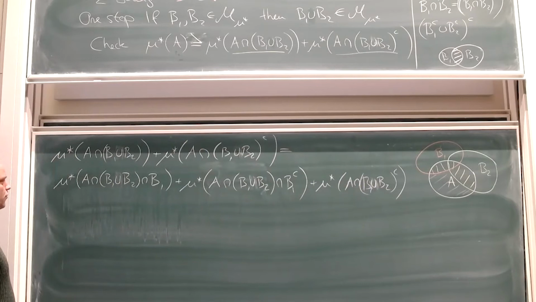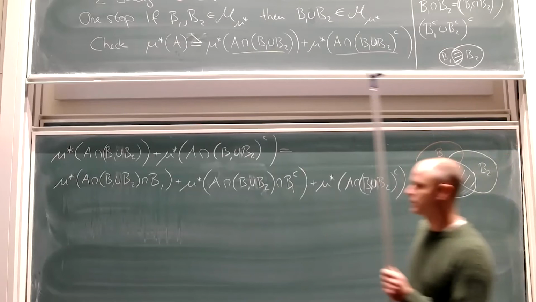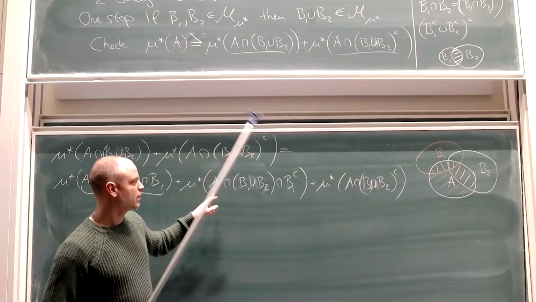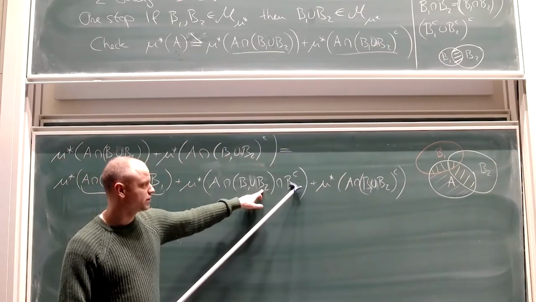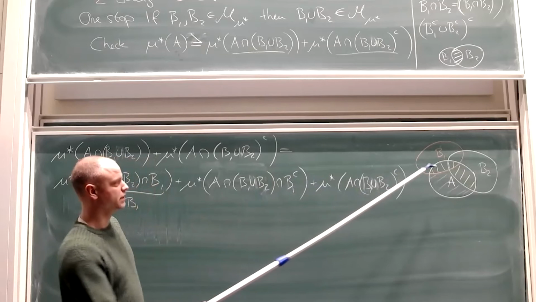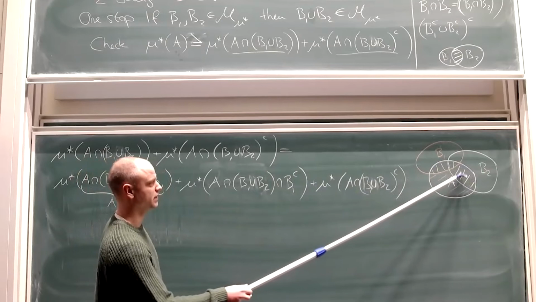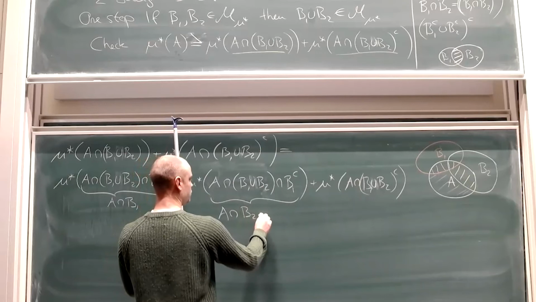So what is this first term? I have B1 union B2, but then I take an intersection with B1, so I'm just getting back B1. Here is just A intersection B1. Here I have things in A which are in B1 or B2, but then they are not in B1, so it must be sets which are in B2 but not in B1. We look at it here: there's B1, and then there's this whole piece, but it's not allowed to be in B1 according to this last condition. So we just have this piece over here. So this is A intersect B2 intersect B1 complement.